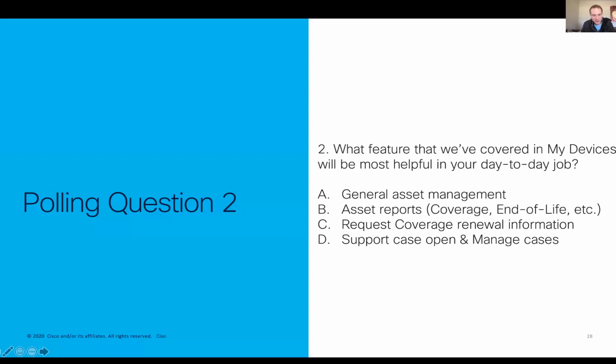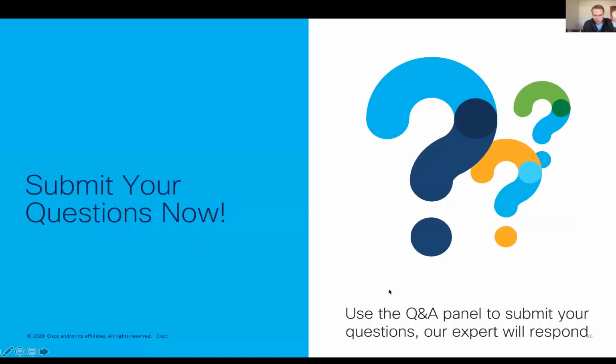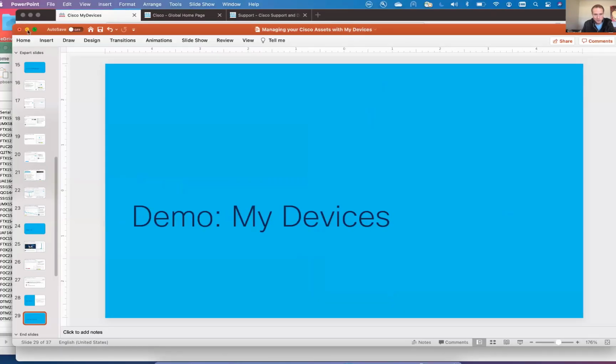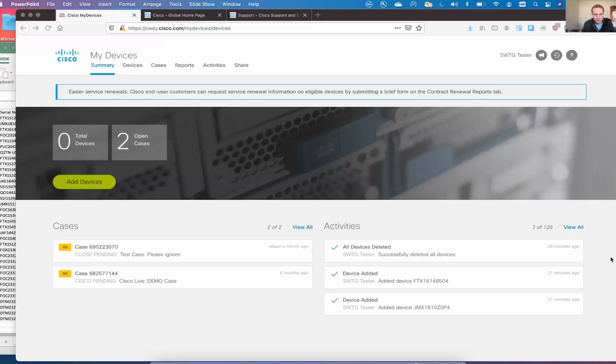And so with that, I'm going to switch to the demo. Let me just hide PowerPoint, move some stuff around, and we're going to be off and running. So here we are in My Devices. We're on the Summary tab. We're starting from scratch.